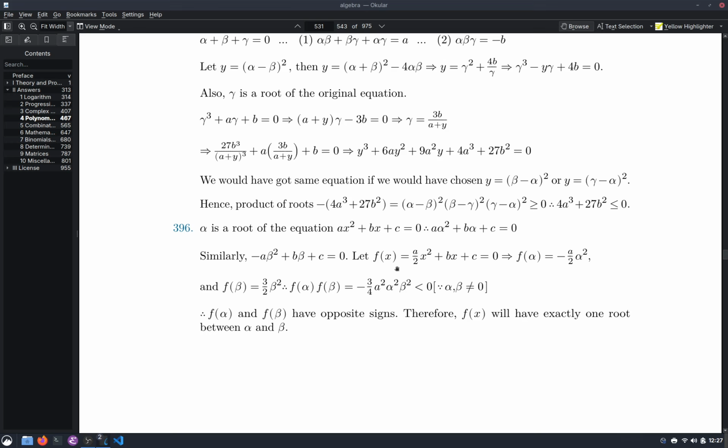And similarly, f of beta will be a by 2 beta square plus b beta plus c. But we have minus a beta square plus b beta plus c is equal to 0. So b beta plus c is a beta square. So we put in here, we get 3 by 2 a beta square. Now we multiply f of alpha and f of beta, we get f of alpha into f of beta is equal to minus 3 by 4 a square alpha square beta square, which is less than 0.